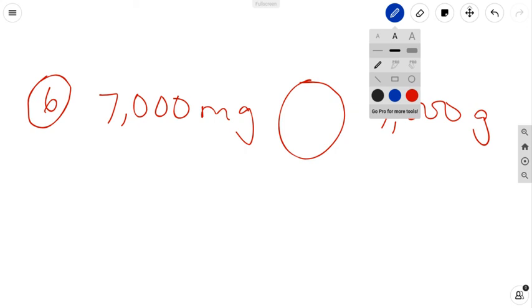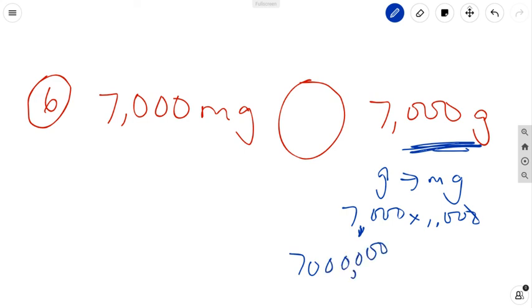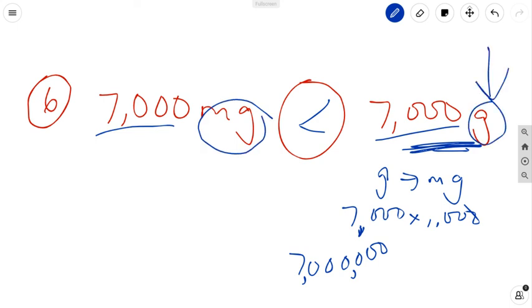And I'll do that anyway. If we go big to small, multiply, that's easy. So let's convert the grams to milligrams, all right? That means we're going from a big unit to a smaller unit, right? Which means we're going to multiply that by 1,000. So if we took 7,000 and multiplied it by 1,000, it would be a lot bigger. We'd have 7 and 1, 2, 3, 4, 5, 6 zeros. It would be 7 million. Clearly, this one is bigger because the 7,000s are the same, and then the bigger unit is the grams. So grams will be the larger. So 7,000 milligrams is less than 7,000 grams.